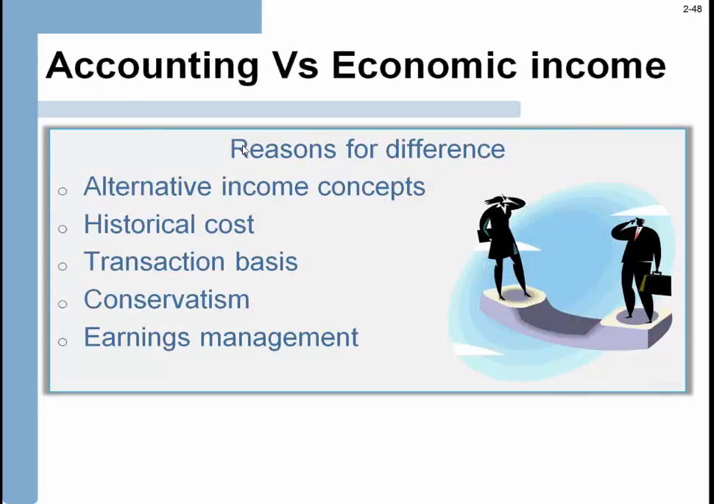The reasons for the difference between accounting and economic income. There's alternative income concepts. Historical cost is really what's happening with accounting versus economic. Accounting is what we typically use. Accounting is transaction basis. Accounting has conservatism. Anticipate all losses and take no gains. Stated another way from the last time. And accounting income is subject to earnings management. People playing with the numbers.